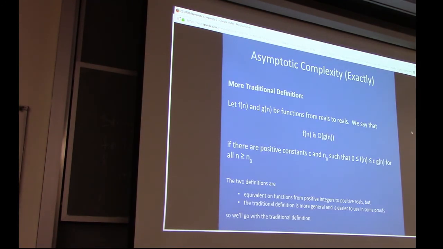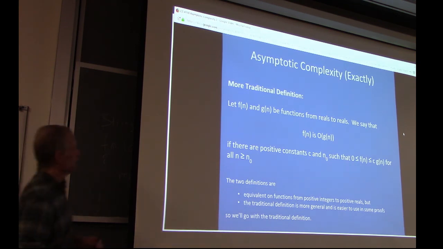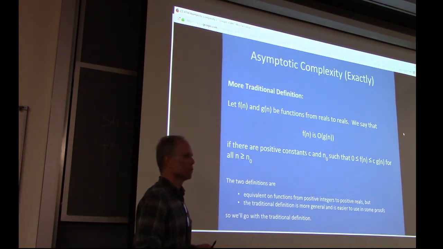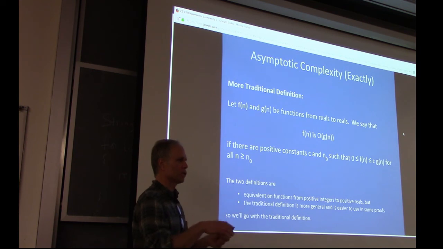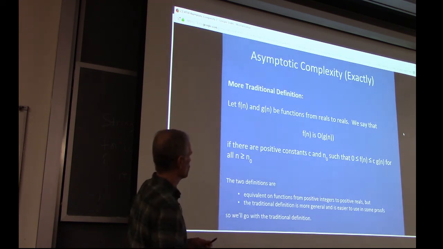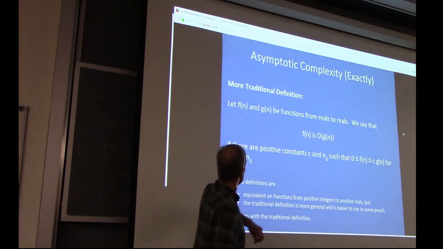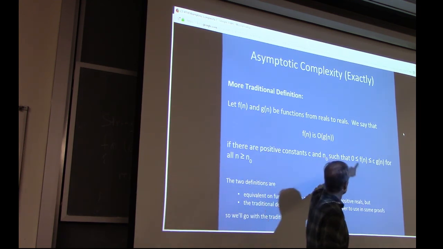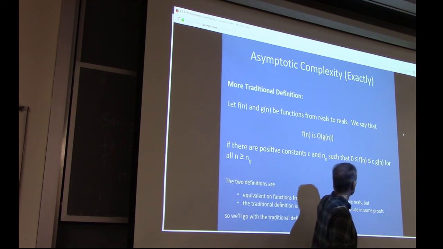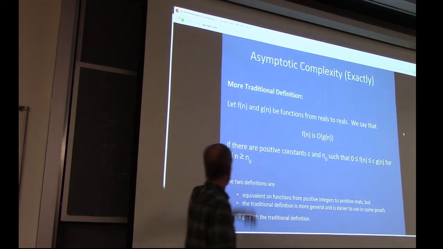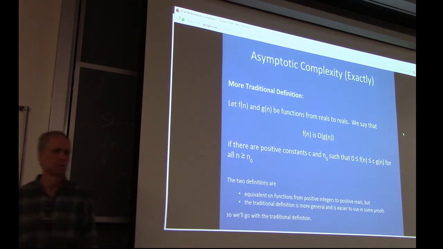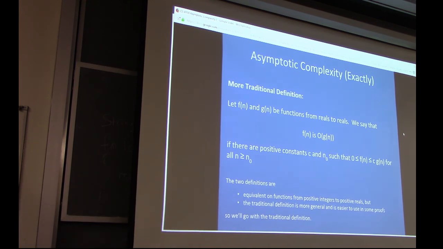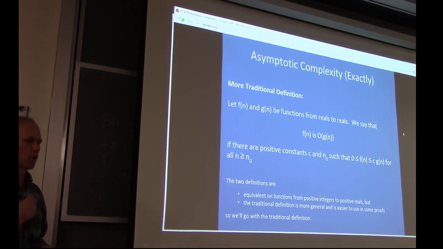This is the more traditional definition. Let f of n and g of n be functions from reals to reals. So not, as before, from positive integers to positive reals. We say f of n is O of g of n if there are positive constants c and n naught such that 0 is less than or equal to f of n is less than or equal to c times g of n for all sufficiently large n, all n greater than or equal to n naught. That's a more complicated definition, but it's the one we're going to use because it's a lot easier to work with.